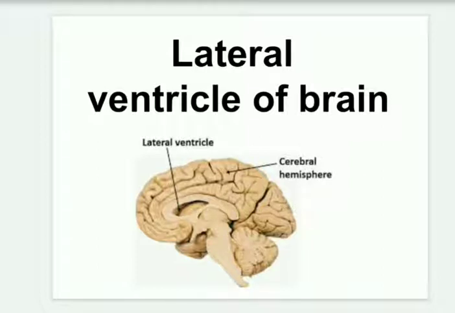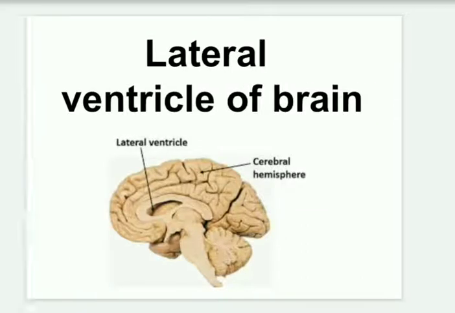What does the ventricle mean? The word ventricle refers to a network or meshwork of cavities in the brain, which is filled with cerebrospinal fluid and located within the brain parenchyma. These are the first and second ventricles of the brain. As there are four ventricles, these are the first two ventricles of the brain.